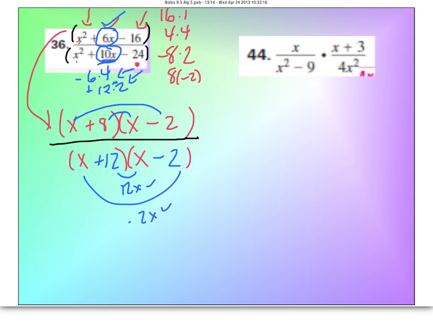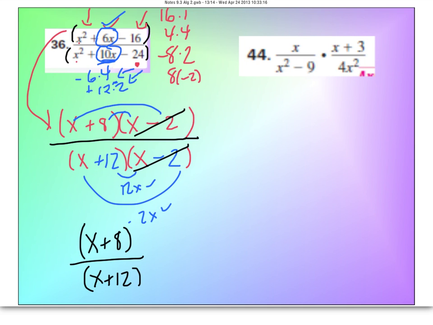Now there's a group that can cancel out. It's the x minus 2. So I'm left with x plus 8 over x plus 12. And you guys, odds are something's going to cross off. So as we were trying to come up with these two combinations down here, maybe I didn't see 12 and 2 right away. Because there was a 2 up here, maybe I was going to end up using the 2.